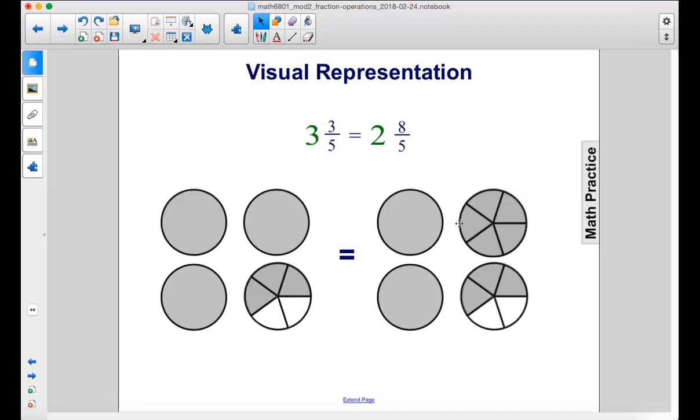Here's a visual representation. In the last slide, we learned that 3 and 3/5 is the same thing as 2 and 8/5. So here we have 3 full circles and 3/5 of a fourth circle. And here we have 2 full circles and 8/5, which is a full circle and then 3 more. So you can see they are equivalent.